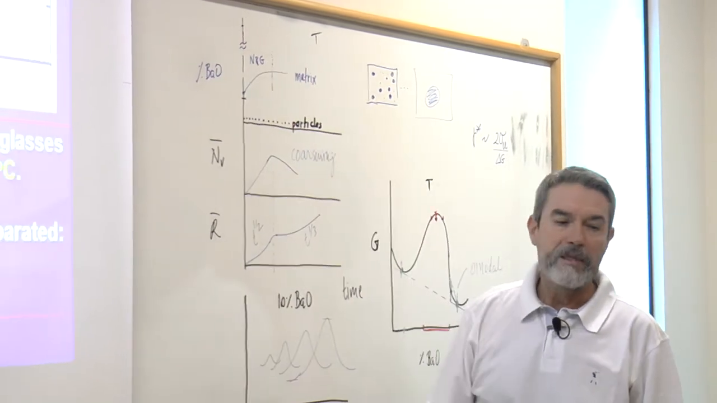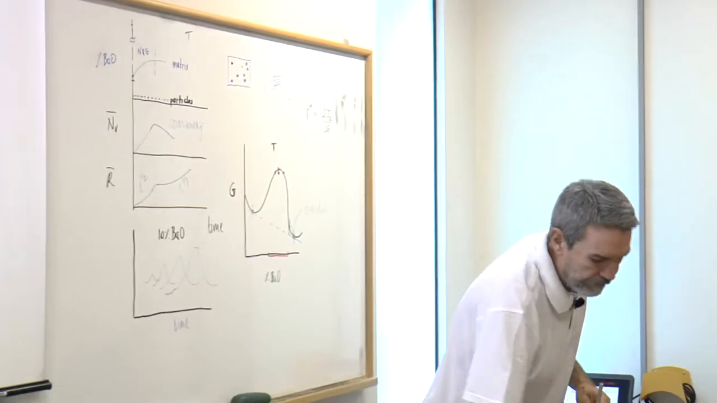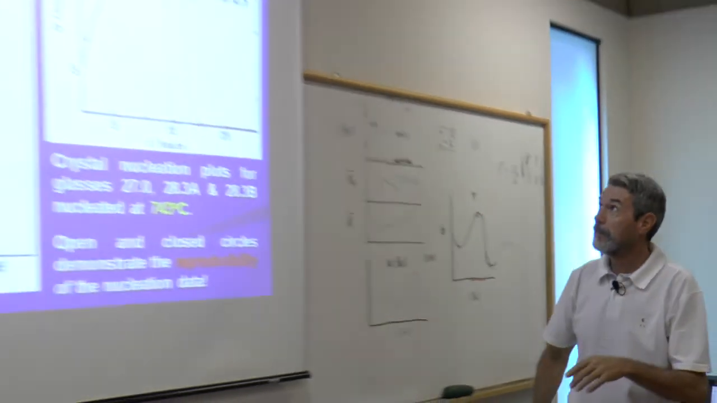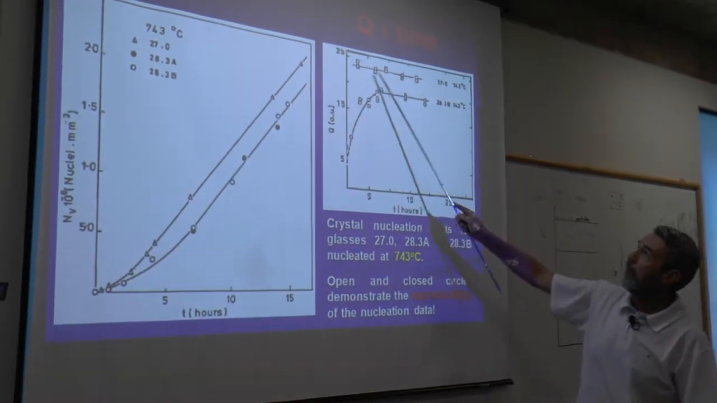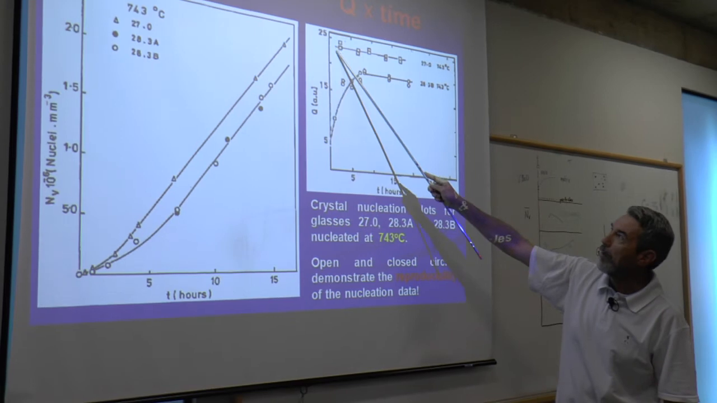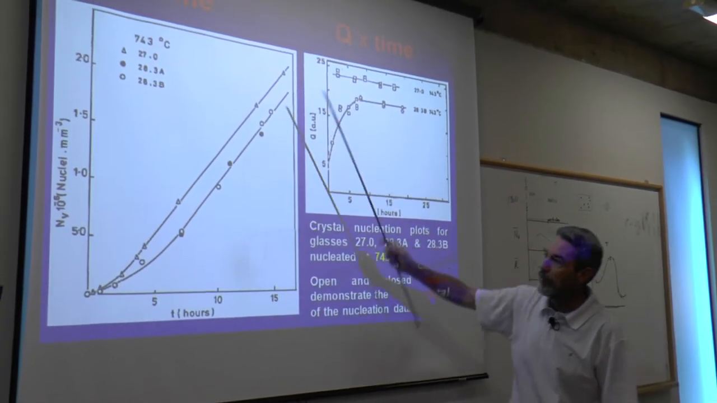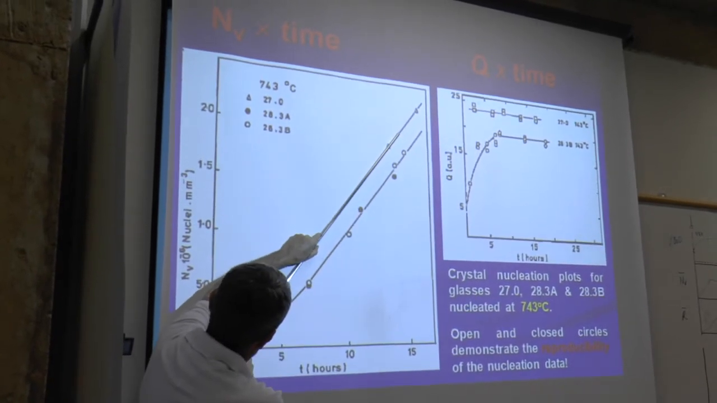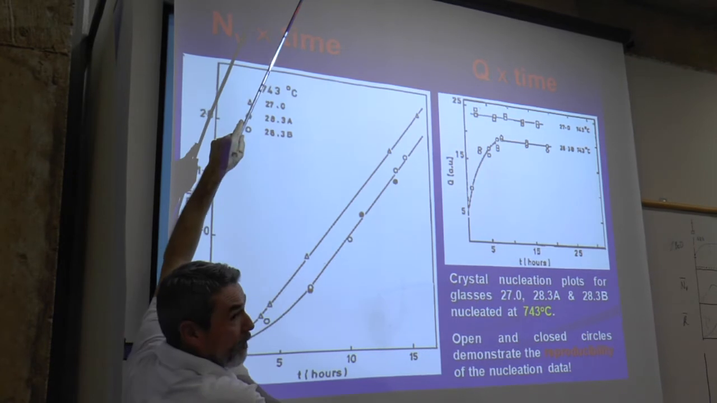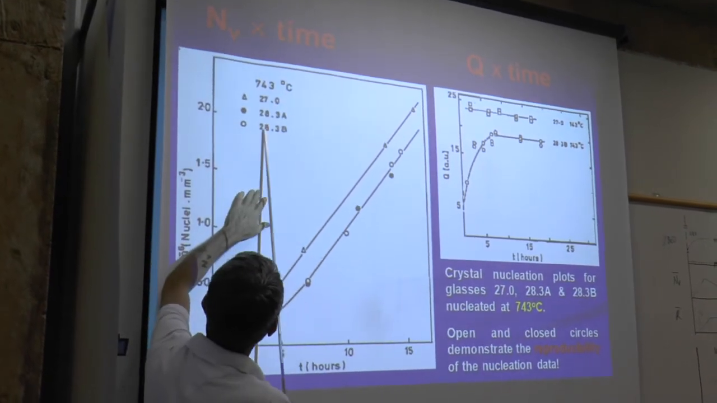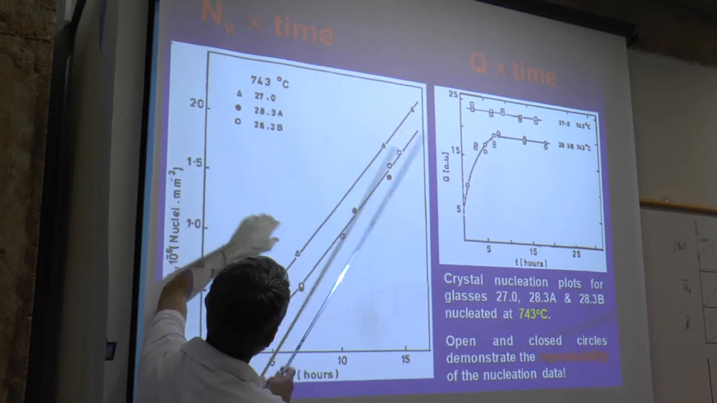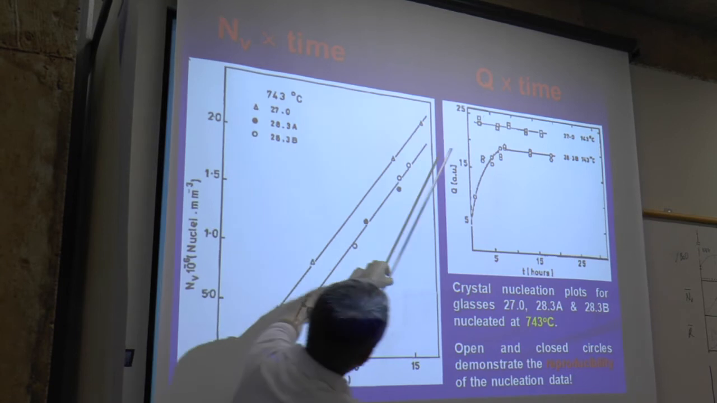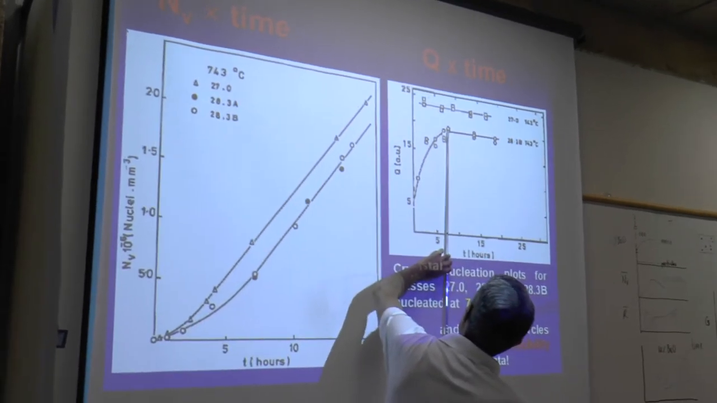And this has been repeated for other compositions. See here, this glass was 27%, it's about 2 hours or so until it became constant. Glass was 27%, 1.5, 2 hours it became constant. The glass with 28%, this time here it takes to become constant.